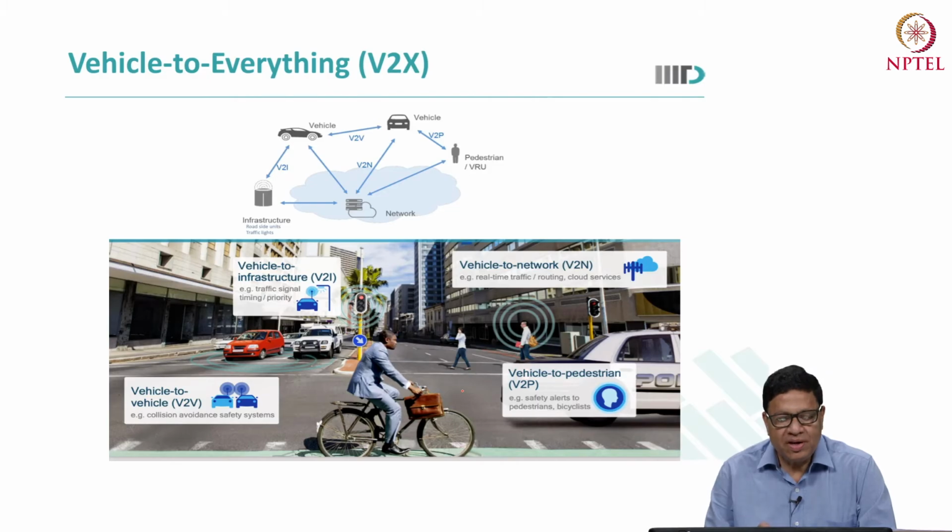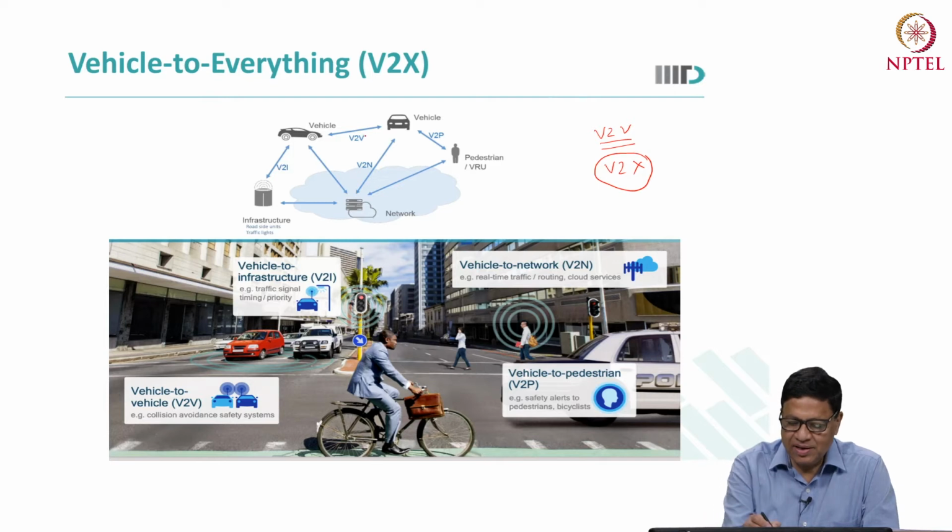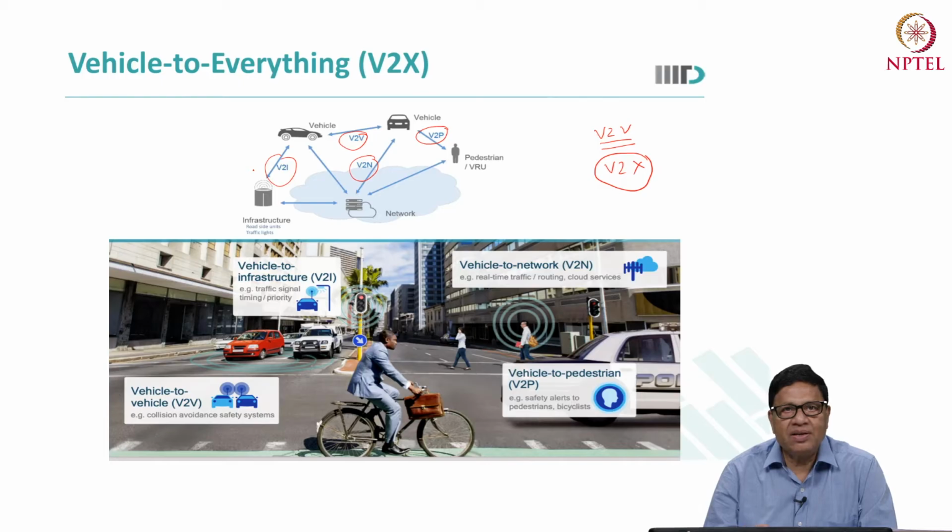So vehicle to vehicle communication is not limited to V2V now. The recent standards define this as V2X, where the X could be a vehicle, a pedestrian, the network, or infrastructure. So V2X basically is vehicle to vehicle, vehicle to pedestrian, vehicle to network, or vehicle to infrastructure, which would be a traffic light or the road light, or any kind of infrastructure.